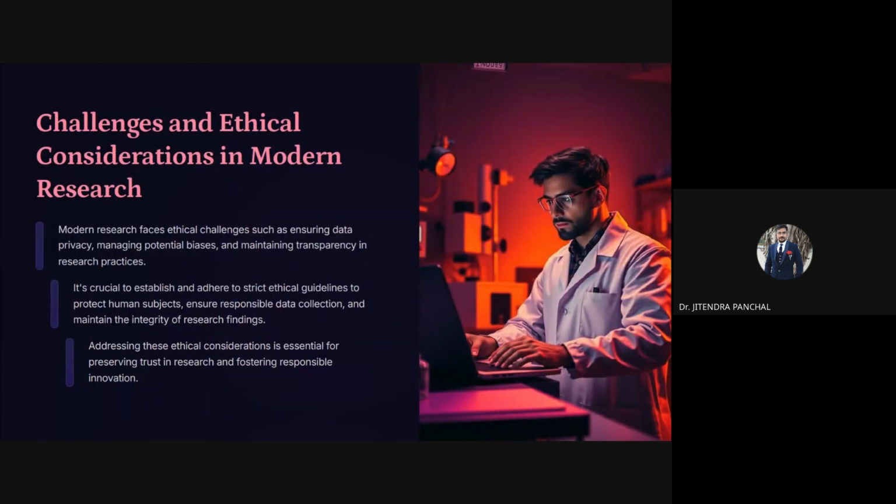Next, we are going to discuss challenges and ethical considerations in modern research, right? We are going to take this portion in detail when we discuss the importance of ethical practices, right? So, challenges and ethical considerations in modern research. Generally, modern research faces ethical challenges such as ensuring data privacy, managing potential biases, and maintaining transparency in research practices, right? So nowadays, if you are aware, many series are going on, and in those series they are giving examples based on human trials, right?